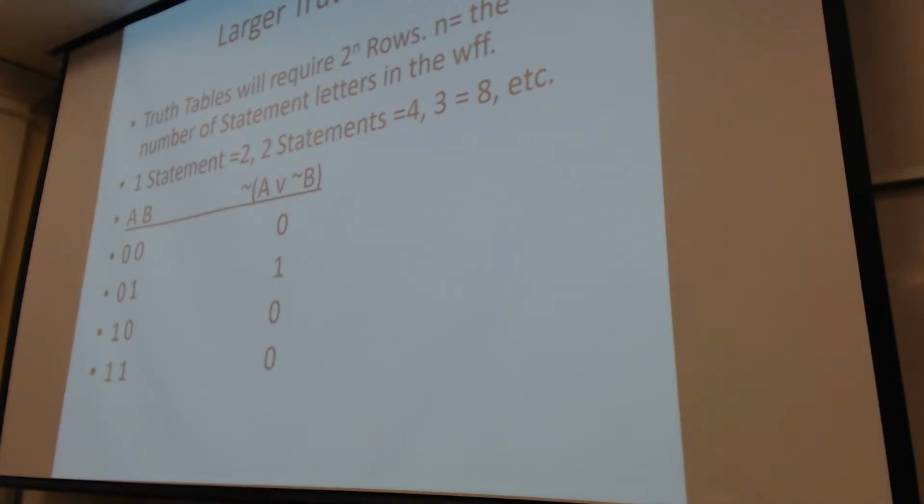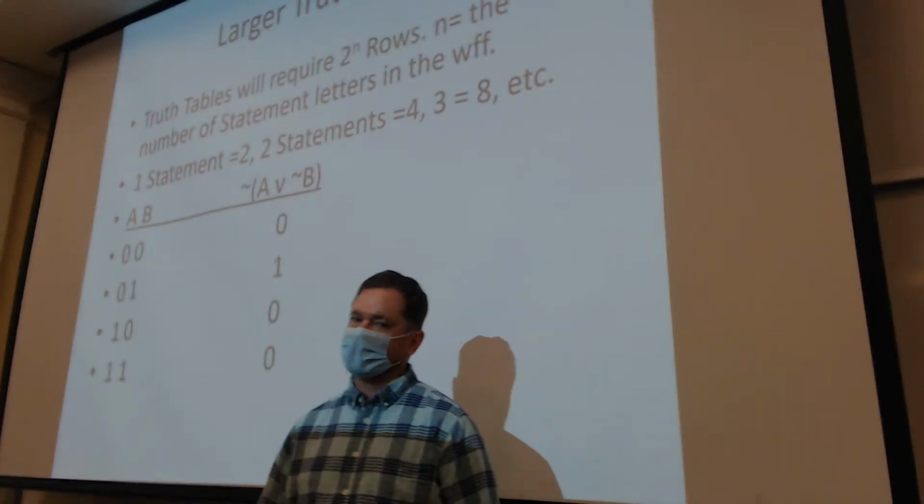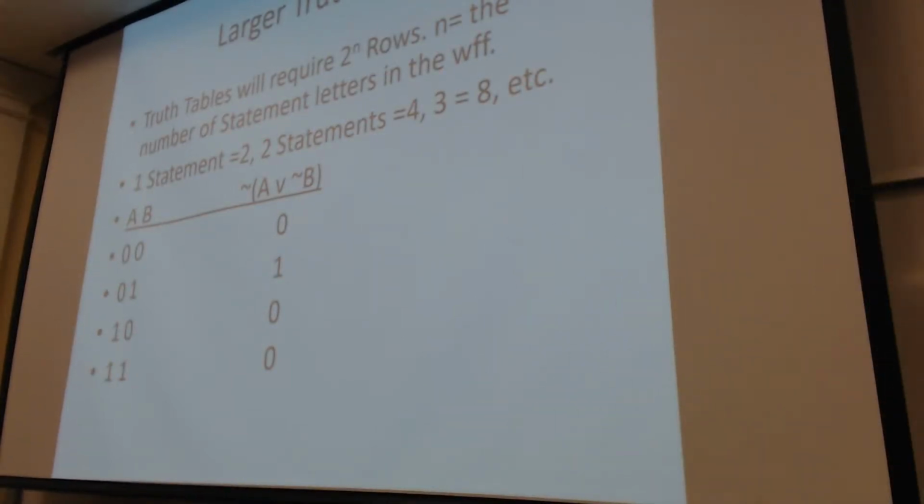So the formula for your truth table size is going to be this. You need a number of rows equal to 2 to the n, where n is the number of statement letters in your well-formed formula. So here we have an A and a B in our statement, so we will need four rows. If we had an A, B, and C, we would need 8 rows. If we had an A, B, C, and D, we would need 16 rows. So as I warned you, this gets exponentially more complicated as we add a single letter.